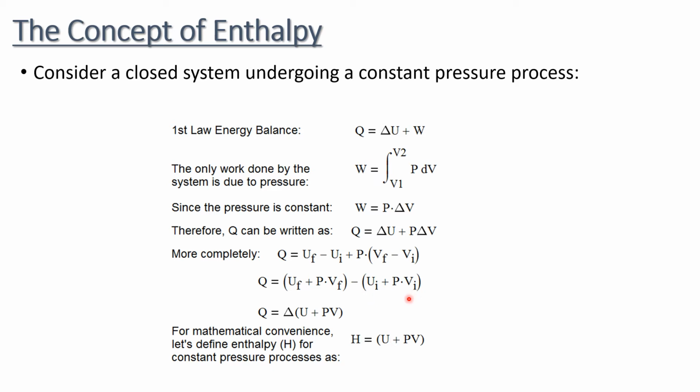Well, going back to our delta notation, we can say, well, then Q is delta, or the change in U plus PV. It would be U plus PV final minus U plus PV initial. Let's, for convenience, define a term. Let's call it enthalpy and designate it by the letter H. And we'll say that H is equal to U plus PV.